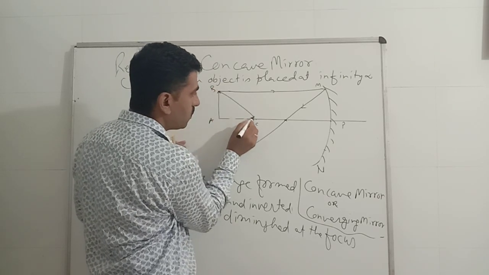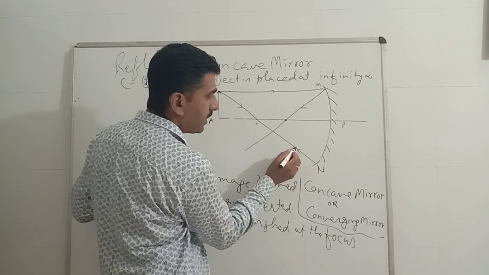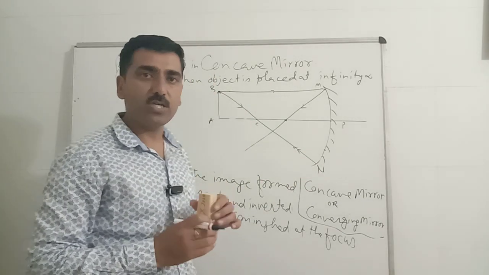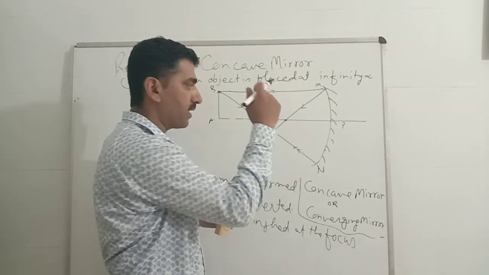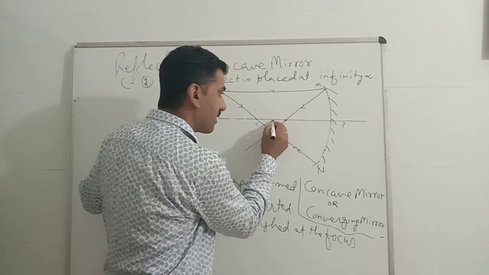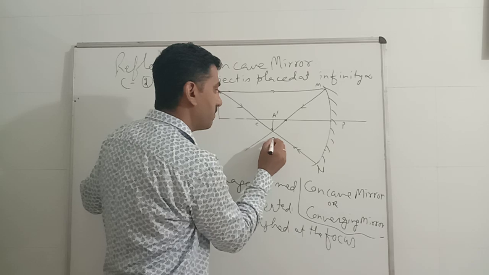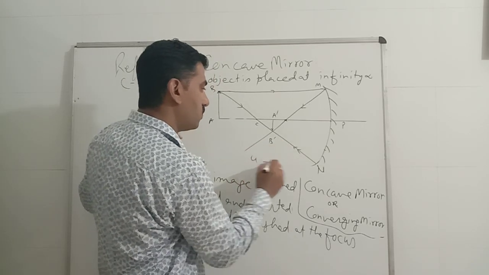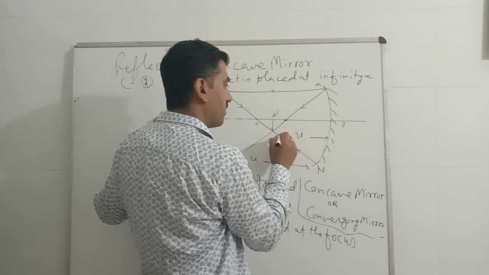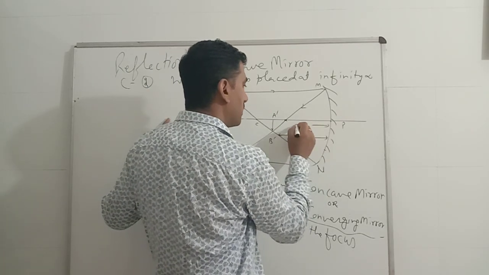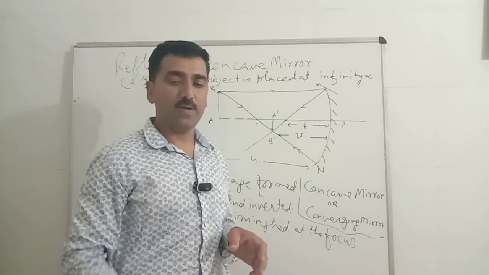So the ray of light which passes from the center of curvature traverses back in the same direction because it is normal to the mirror. It is normal to the concave mirror. So where these two rays are meeting, there your image will be formed, A dash B dash. So this is your U, distance of the object from the pole. This is your V, distance of the image. This is your focus, and this will be your center of curvature, from here to the pole.